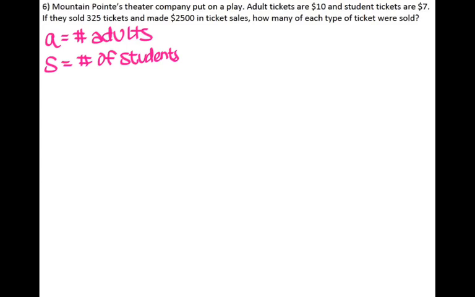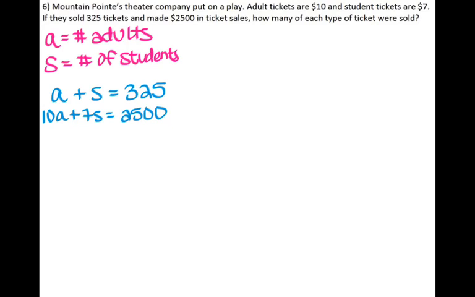So they sold 325 tickets, so that means if I take my number of adults plus my number of students, it should equal 325, and it was $10 for adults, $7 for students, and they made $2,500 in sales. So there's your system. This one I'm going to solve by elimination again.